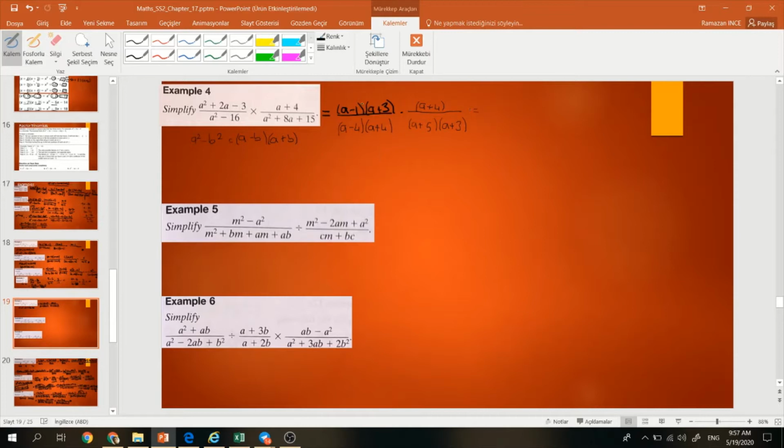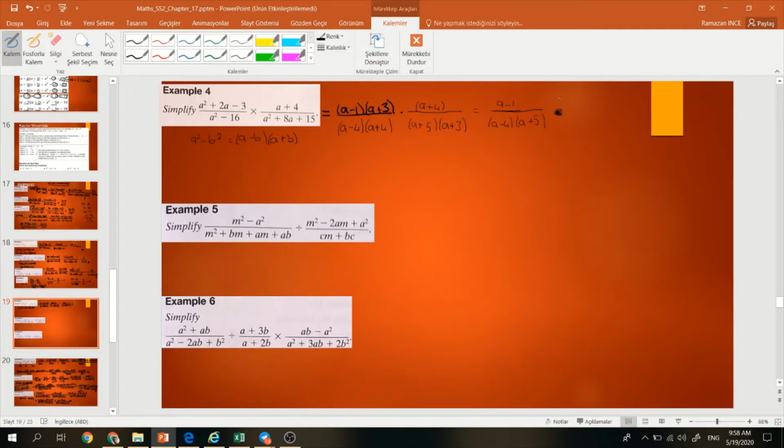Now from here, we have a multiplication of many algebraic expressions, and we should cross check whether any of them will simplify each other or not. When we look at the up part, there is a plus 3 here and there is a plus 3 here, then they will simplify each other. Then there is a plus 4 here, there is a plus 4, and they will simplify each other. Now what remains in the up part? Only a minus 1 remains. In the down part, when you look at it, a minus 4 and a plus 5 remain. A minus 4 times a plus 5. For this question, this will be our answer.